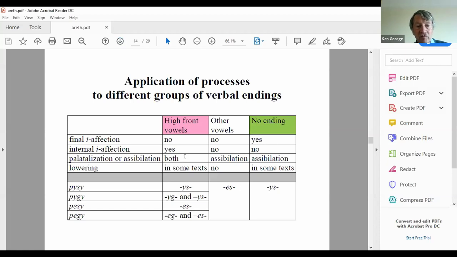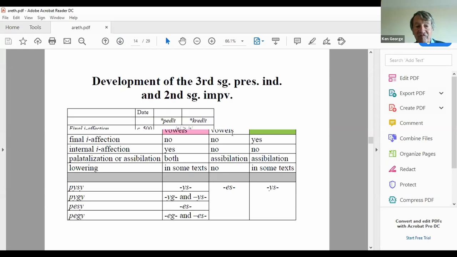I'm trying here to summarize all these different processes. The high front vowels are affected by internal I affection, changing from e to I, and they may be changed by lowering. The other vowels are not affected by affection, so we always get s. And we don't get edge either, because the other vowels are not high enough to provoke palatalization, so we only get s. And the no ending, we get is, because at the end of a word you don't get palatalization, you get only a sibilation. So for the other vowels and the no ending paradigm, we get just s or is, just one possibility. Whereas for the high front vowels, we can get all four. Pizzy, pidgey, pezzy, and pidgey.